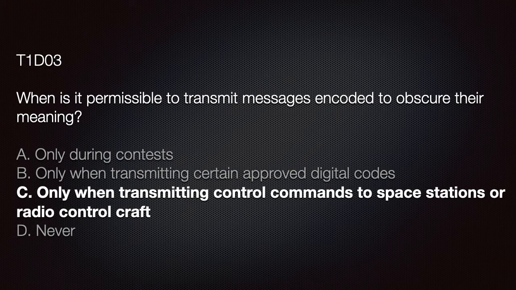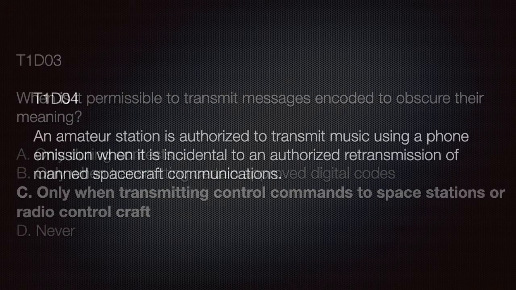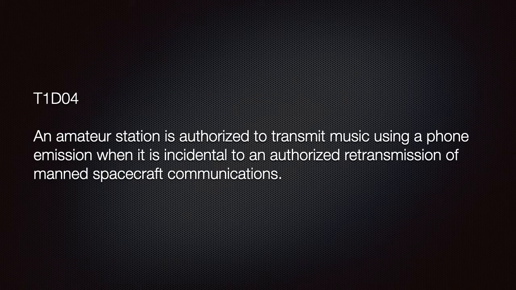If you answered Charlie, only when transmitting control commands to space stations or radio-controlled craft, you are on a roll. Otherwise, keep on trying. For the exam you need to understand that an amateur station is authorized to transmit music using a phone emission when it is incidental to authorized retransmission of a manned spacecraft communication.